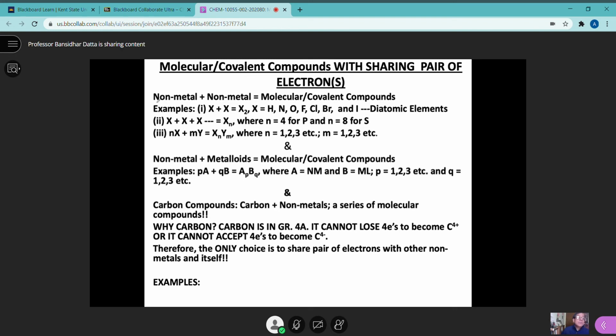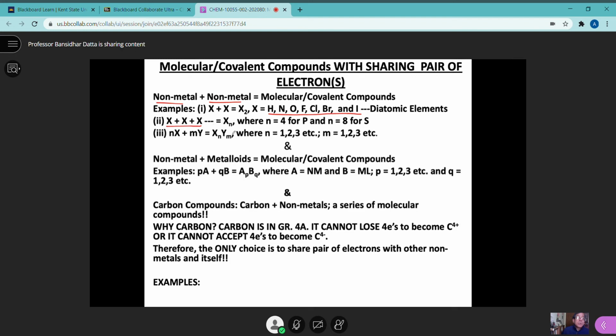So let's say non-metal plus non-metal gives molecular or covalent compounds. Example, if X plus X, it will make X2. And you know that. Hydrogen is H2, nitrogen is N2, oxygen is O2, and fluorine is F2. Chlorine, bromine, they're all diatomic elements. We talked about it earlier. They're diatomic elements making covalent bonds, but it's a covalent molecule anyway.